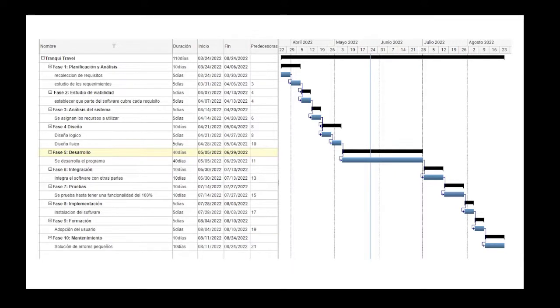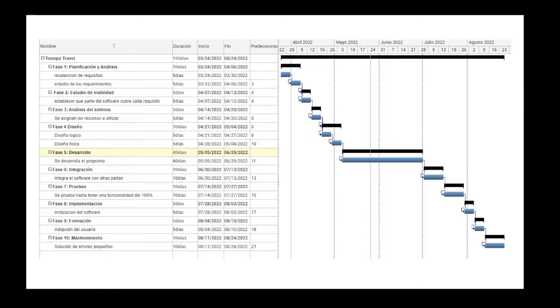The first one is the planning analysis, with a duration of 11 days, beginning March 20 and ending April 6. The second is the viability study, with a duration of 5 days, beginning April 7 and ending April 13. The third is the analysis, with a duration of 5 days, beginning April 14 and ending April 20. The fourth is the design, with a duration of 10 days, starting April 25.